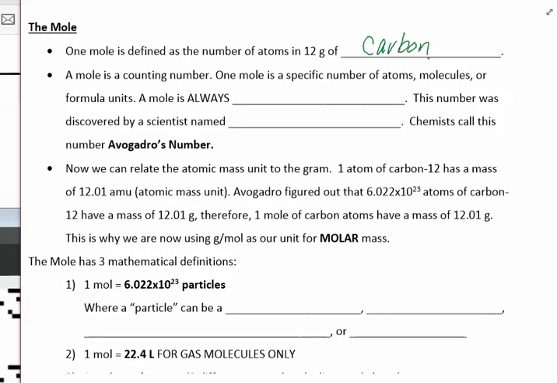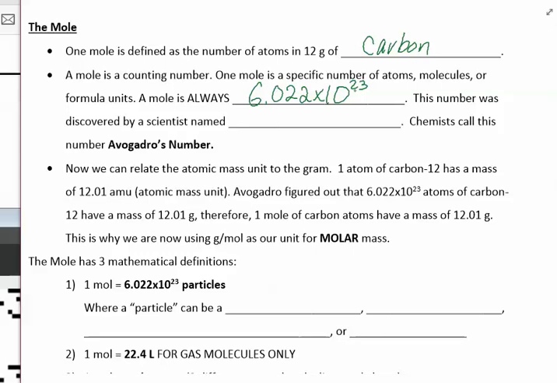So a mole is a counting number. You can think of it like a dozen. A dozen represents 12. You could have 12 cookies or 12 eggs or a dozen donuts. A dozen works to describe a bunch of different things. The same way this applies to the idea of a mole. A mole is always 6.022 times 10 to the 23rd. That's what the number is. So it's a really, really, really big number.